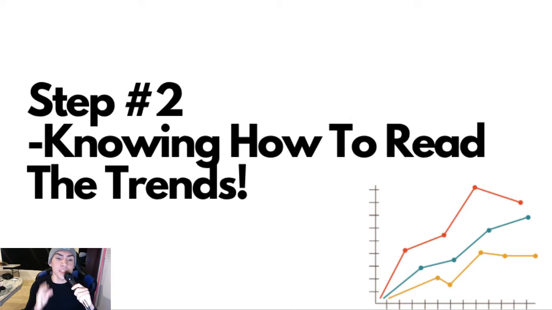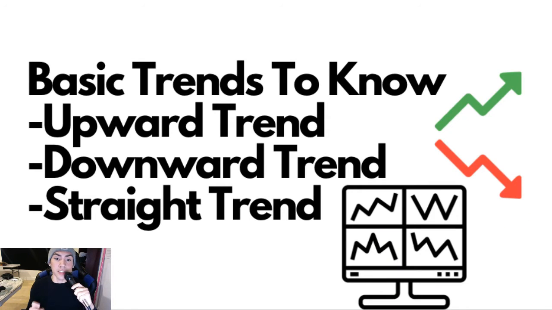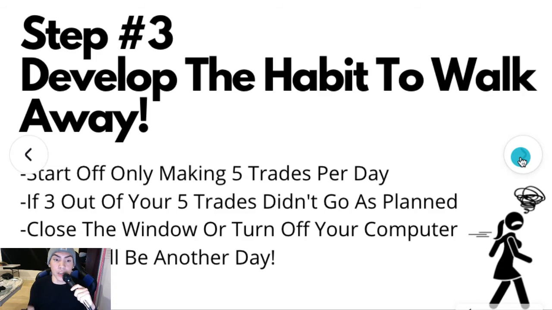Step number 2 is knowing how to read the trends. You need to know how to read the basic trends. So there's an upward trend as well as a downward trend. And a straightward trend is this top right box right here, where it kind of goes up and down, but it's not really going down or it's not really going up. It's just kind of going straight. So that's a straightward trend. Those are the 3 most important ones to know to learn how to read the graph.